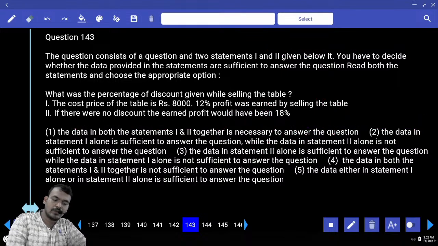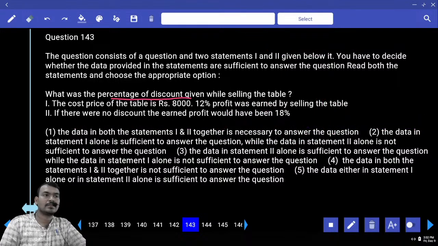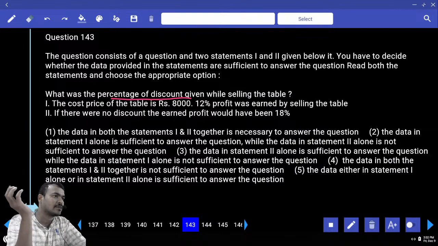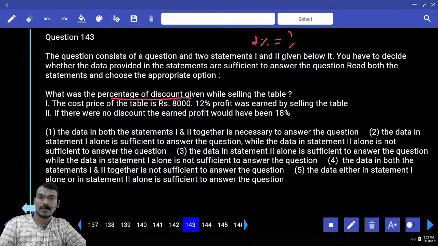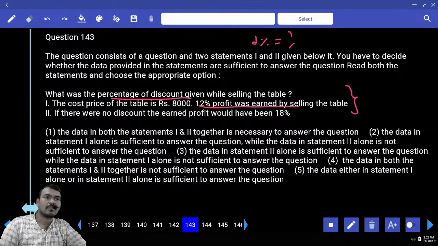Next question number 143. We require which one? Percentage of discount. We require the discount percentage. First statement: the cost price of the table is how much? 8,000. You get a profit of how much? 12%. Second statement: if there were no discount, the earned profit would have been how much? 18%. By using both the statements, do we get the answer or not? Yes or no? What is the second statement?